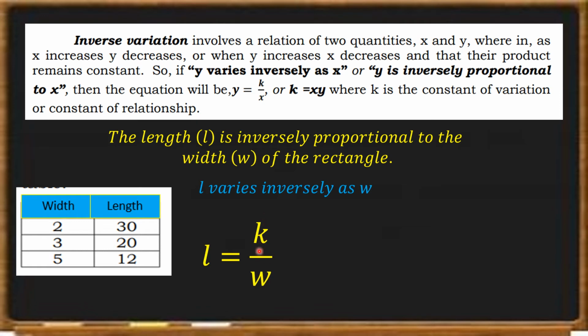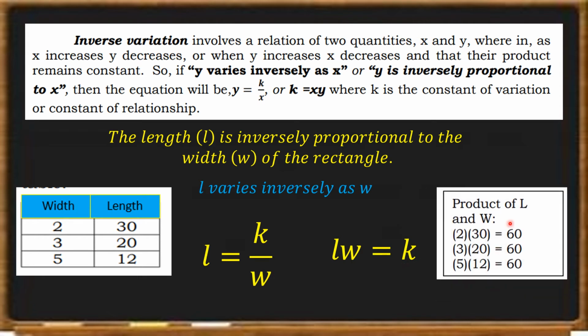So, kanina, K times any variable kapag direct. Ngayon, divide. K divided by W. And to get K, just multiply the length and the width. Cross multiply this one. So, our K is length times width. So, if you multiply this, 2 times 30, it's 60. 3 times 20, 60. 5 times 12, 60. Yun po yung K natin.